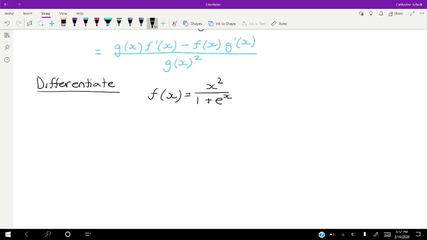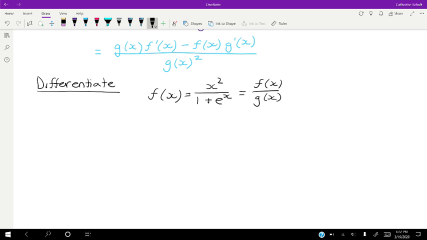Okay, so our thought process. We want to find the derivative, and we're looking at this, and we see a quotient. And there's nothing we can simplify, right? We can't perform any division. We can't separate our fraction. So we're stuck with this quotient. So that's triggering us to use the quotient rule. So the top is going to be our f, and the bottom, the denominator, is going to be our g.